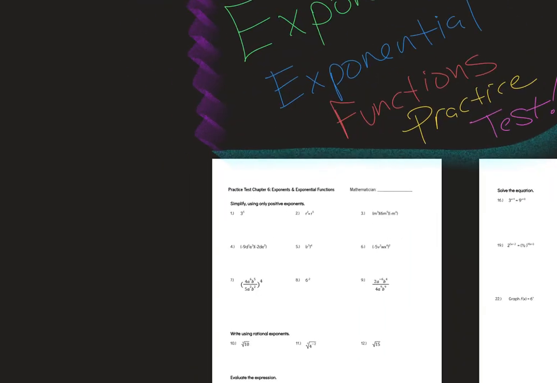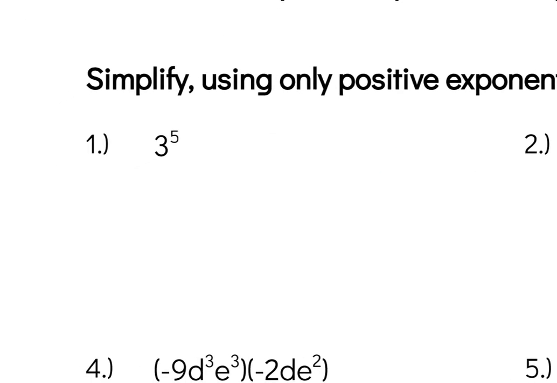Ready, set, go. Number 1, 3 to the 5th power. That's 243. If you don't know that off the top of your head, that's okay. Do it like this: write out all 5 and then just start multiplying.